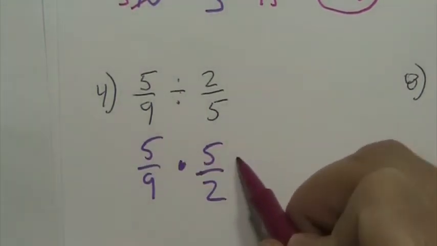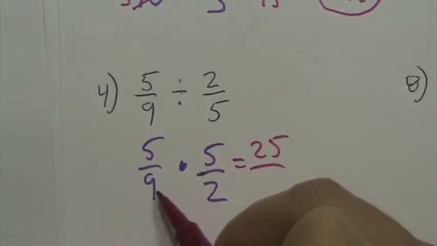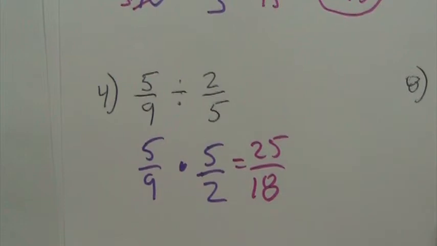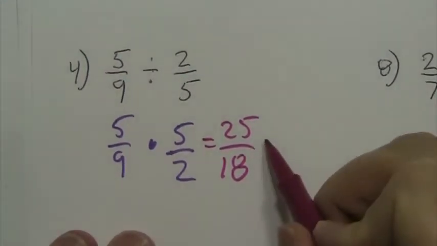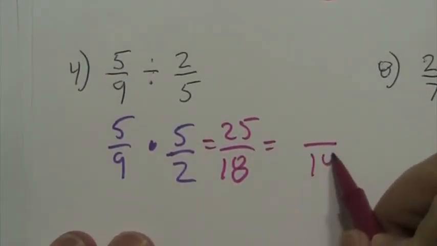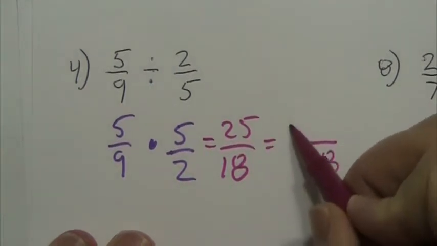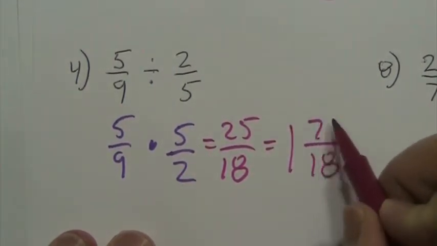So 5 times 5 is 25. 9 times 2 is 18. And let's see, that can be reduced. 18 goes into 25 one time with 7 left over.